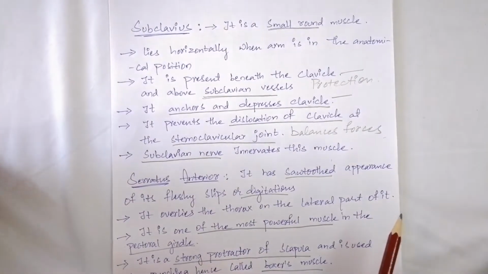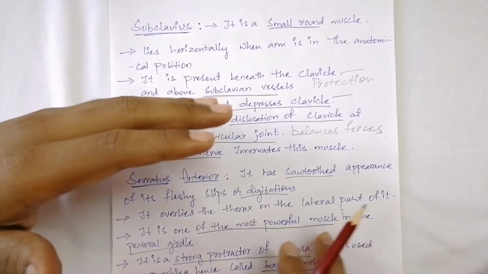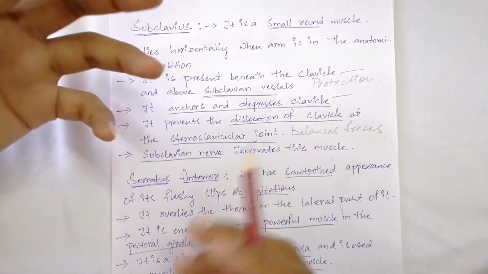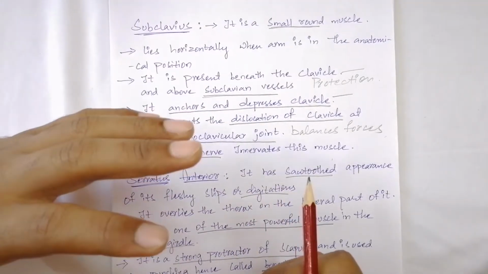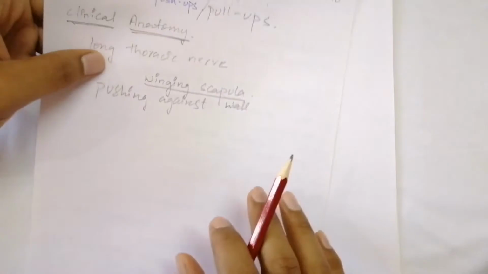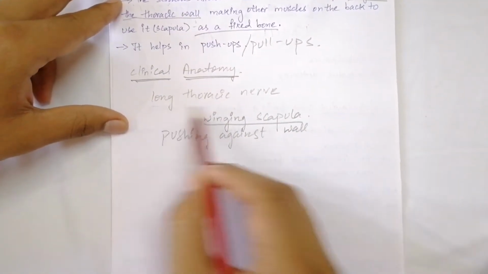The serratus anterior muscle gets inserted at that position, and that is how it helps in maintaining the scapula against the thoracic wall, making it a fixed bone, which it isn't. And the nerve which innervates this is the long thoracic nerve, which we discussed.